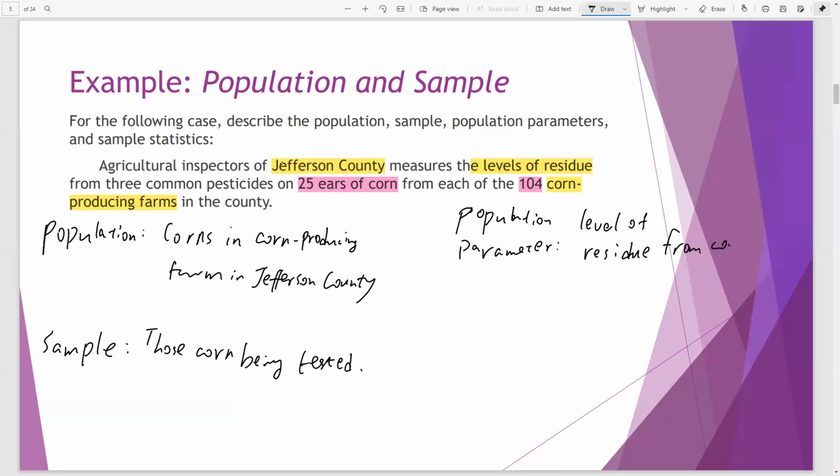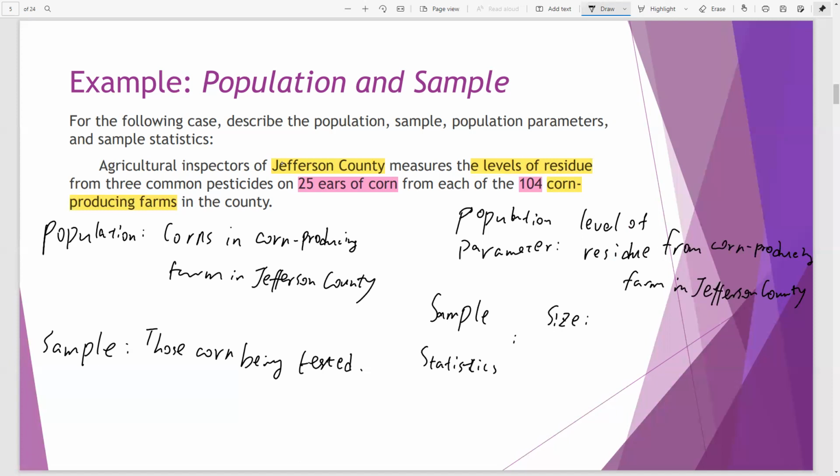From, of course, the corn producing farm in Jefferson County. Right, but that's the level of residue. And that is the purpose, right? But in this question, we have sample statistics. First of all, apparently, I will get the numbers.